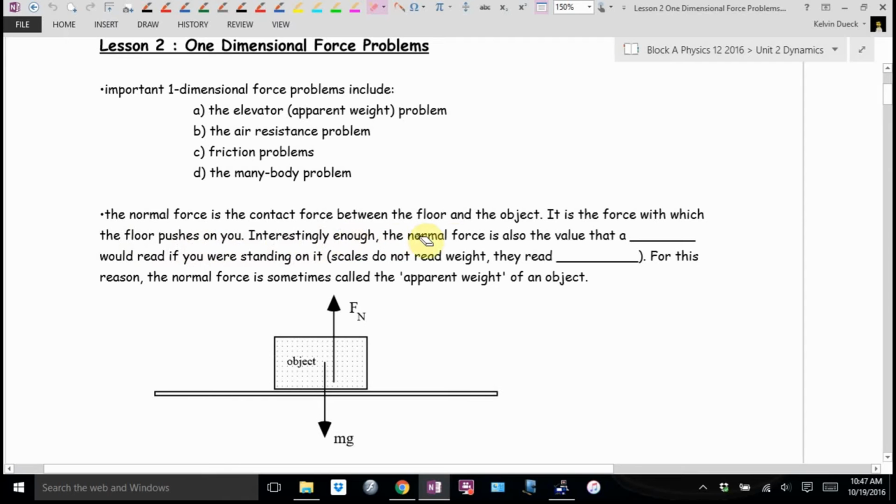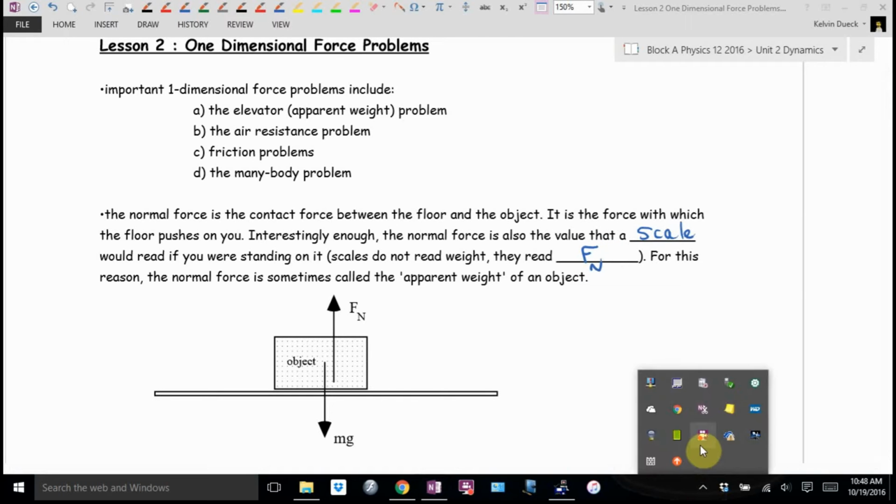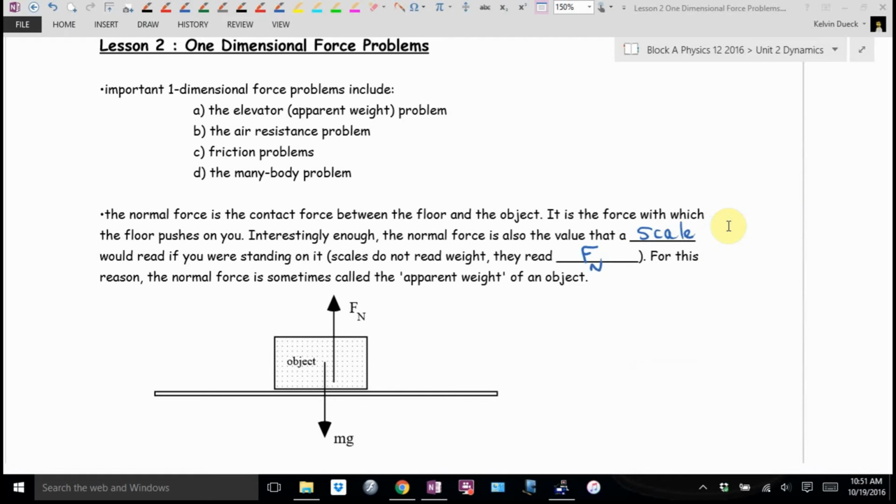Interestingly enough, the normal force is also the value that a scale would read if you were standing on it. And I tried to drum this into your ear. I said that scales don't read weight, they read normal force. Pause the video for a second and I'll show you. Another synonym for the normal force, we often call it the apparent weight. Your actual weight is mg. Your apparent weight is how heavy you feel, which varies.